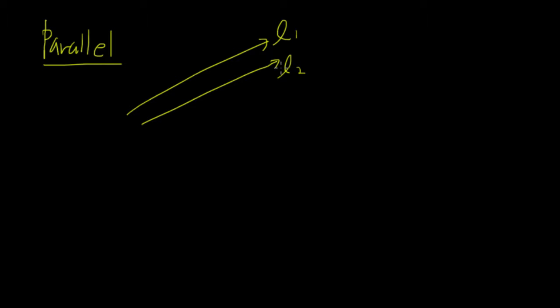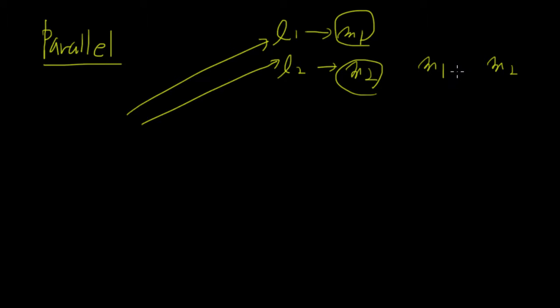Anyway, when we have these two parallel lines, let's say the slope of the first line is m1. Let's say the slope of the second line is m2. If they are parallel to each other, what should be the relation between m1 and m2? Well, m1 and m2 must be equal, right? That's what they mean by parallel line.